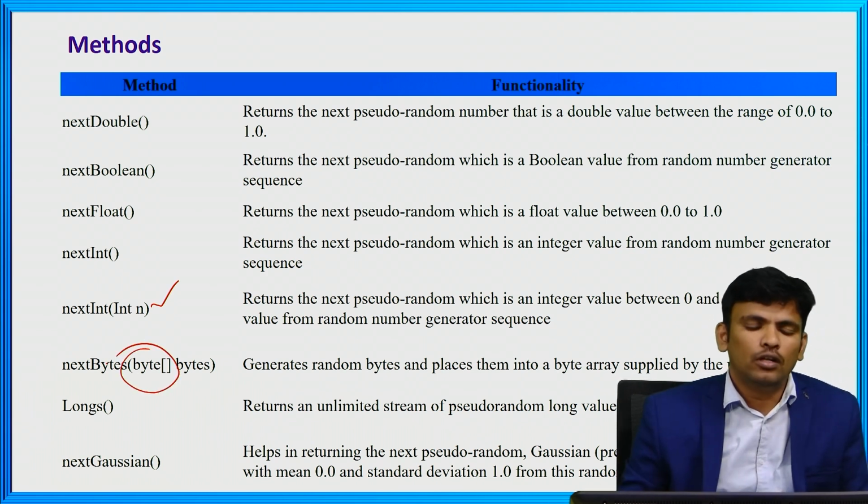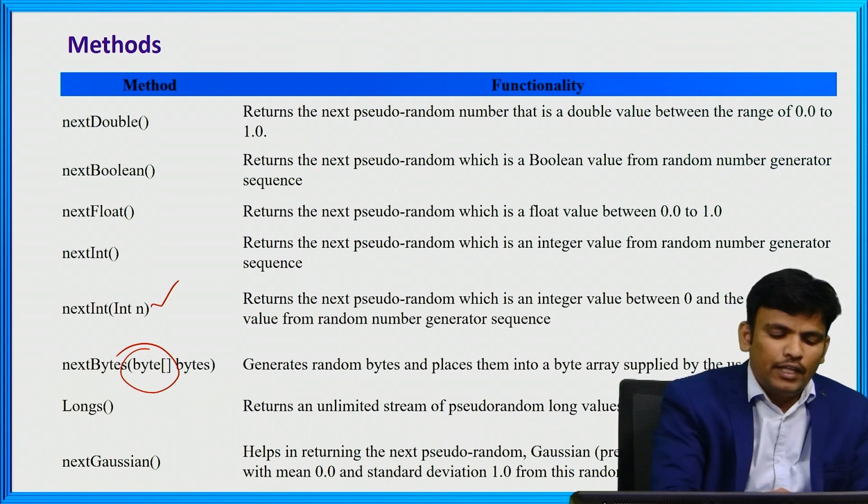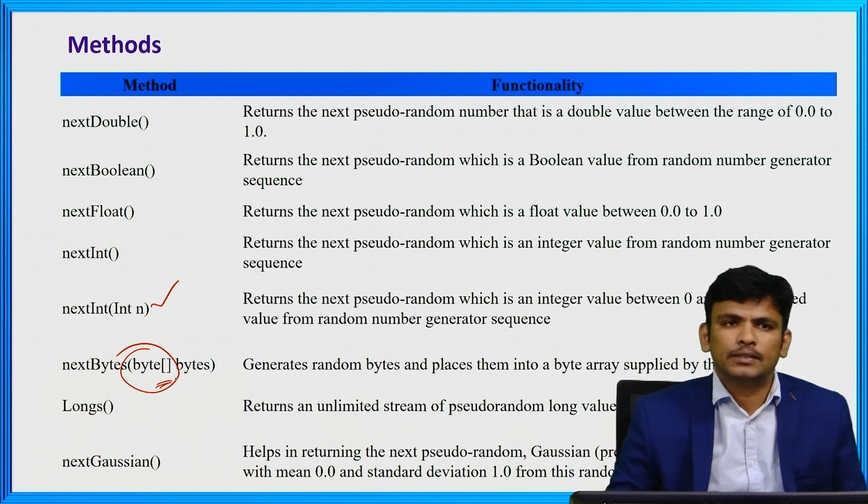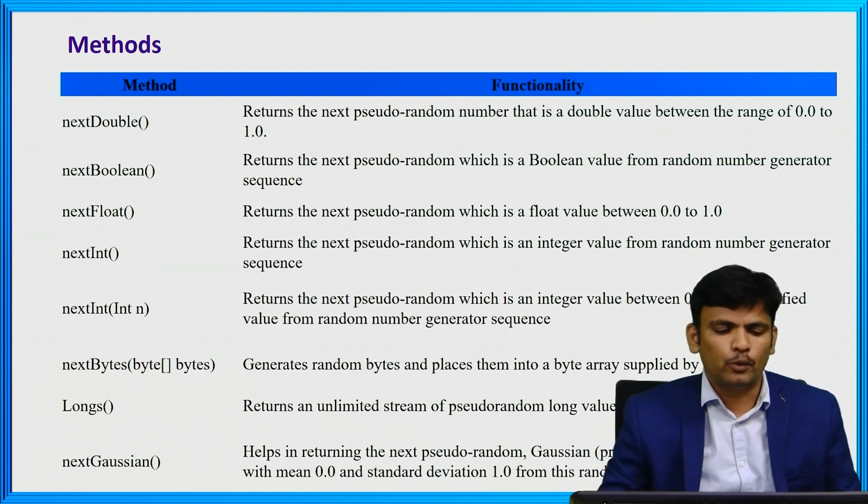The multiple of byte values. So that's why it is an array of bytes. Like you have some other methods also there. Now we'll see all these methods programmatically.